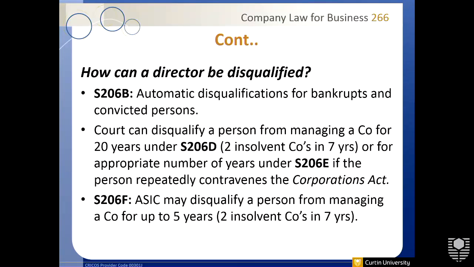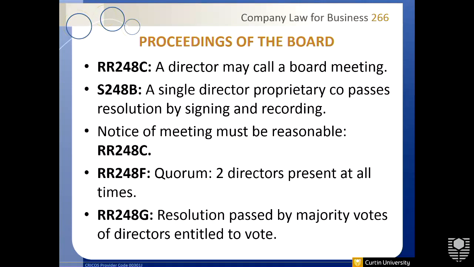How can a director be disqualified? You can look at section 206B. Automatic disqualification is for bankrupts and convicted persons. Court can disqualify a director, and ASIC may disqualify a person from acting as a director. So you can look at that, no worries. Proceedings of a board of directors meeting, replaceable rule 248. For the meeting of members, which section? We just did it. 249. Okay, 248 is directors, 249 is members. Just remember it that way.